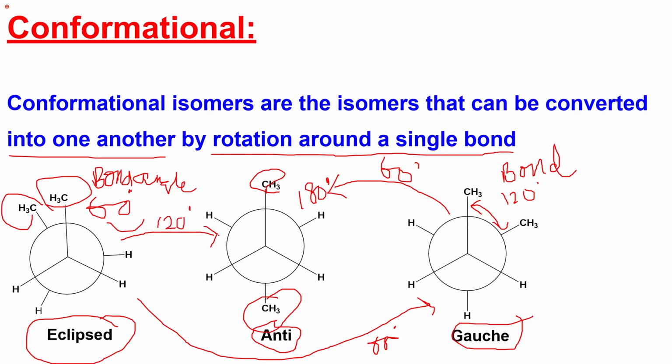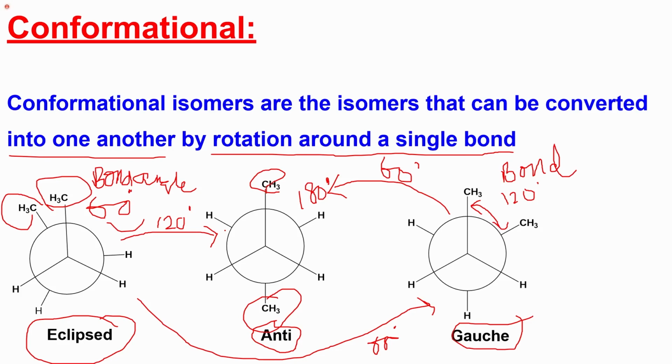120 degree rotation. If you go with the 120 degree rotation, then you will get the anti. So this is the conformational isomer. Conformational isomers are the isomers that can be converted into one another by rotation around a single bond. Now there are three isomers possible: eclipse, gauche, and anti.